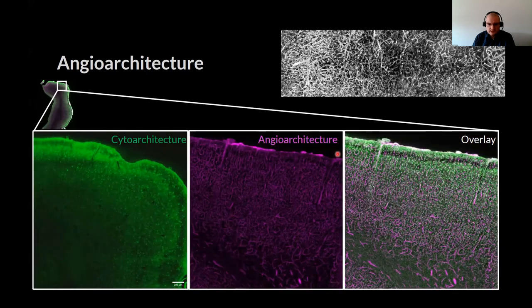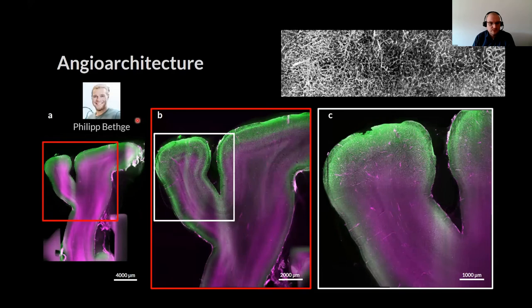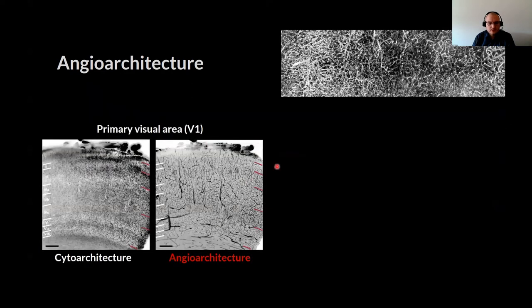And those samples were imaged actually in Zurich on the mesoSPIM with the help of Philip Bethke. And during the image acquisition, we focused very much on the V1, V2 border. So here, this side would be the calcarine sulcus. So here you would have the V1 area, here you would have V2, and then the border would be roundabout here.